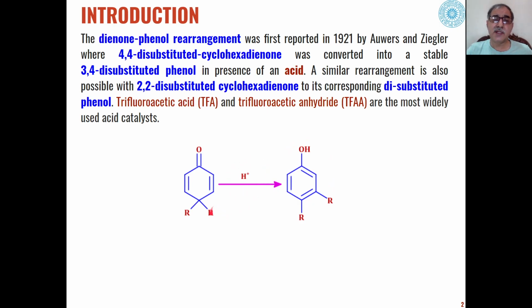And a similar reaction can also take place with 2,2 substituted. If substitution is at these two positions, then also the corresponding phenols will be produced, and such type of conversion of dienones into phenols is called dienone phenol rearrangement. The most commonly used acid catalysts are TFA, that is trifluoroacetic acid, or trifluoroacetic anhydride.